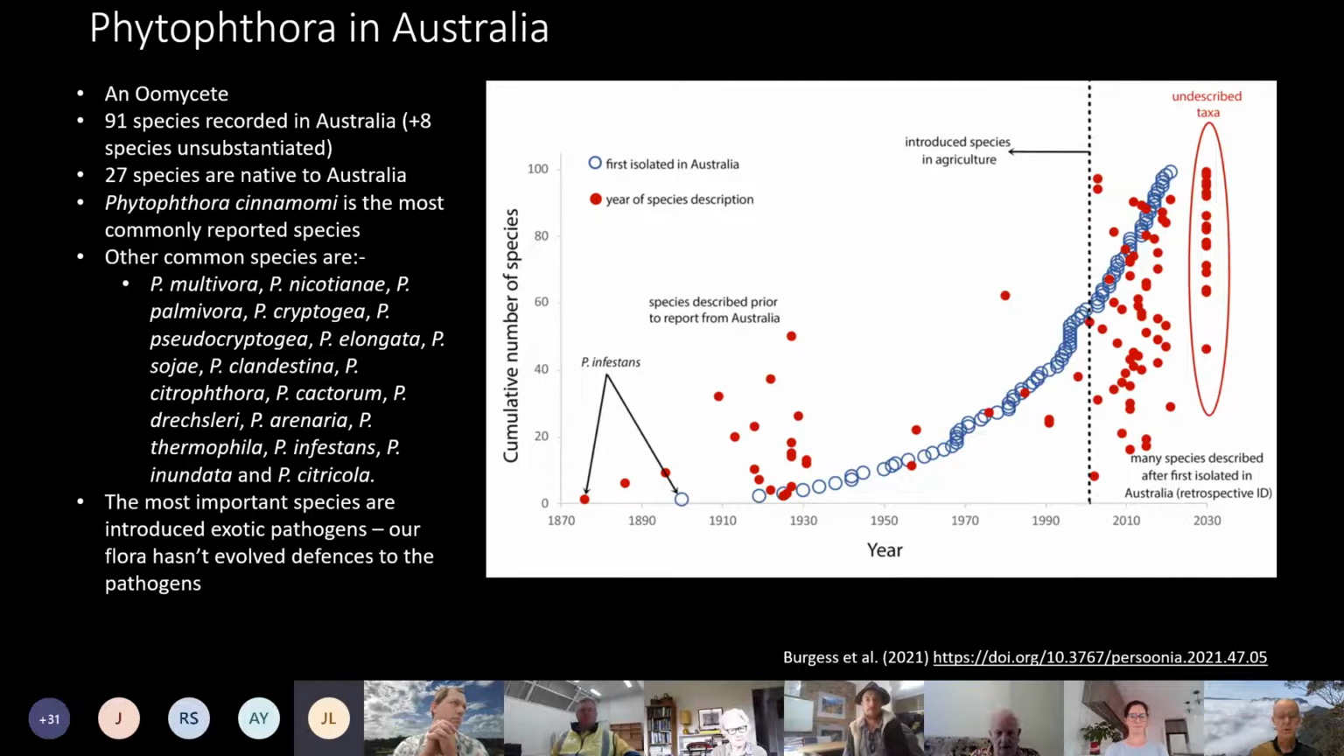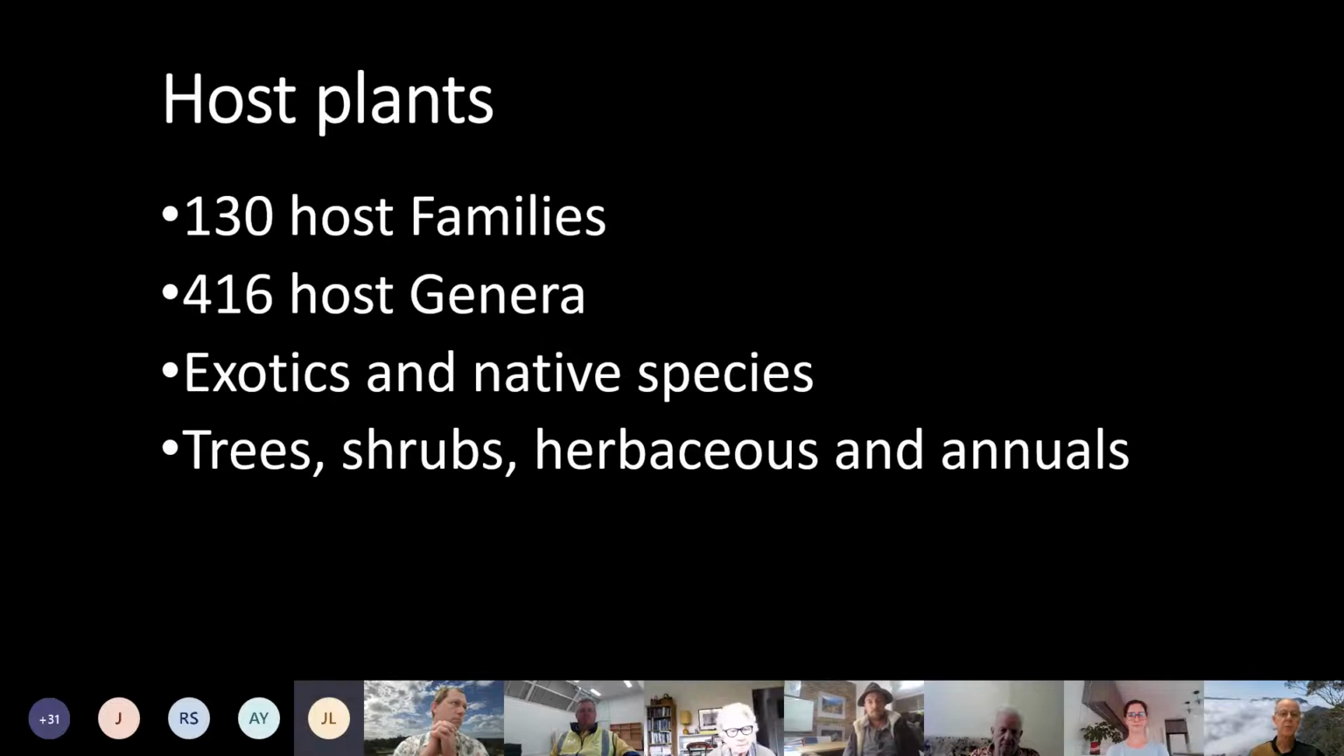They tend to be the exotic pathogens, in some cases having been here for 100, 150 or even more years. They have a huge host range: 130 host families, 416 host genera, exotic and native, really important in ornamental horticulture and in production horticulture, fruit crops and the like. So it can affect trees, shrubs, herbaceous plants, annuals, all sorts of species; you name it, it can attack it. Phytophthora literally means plant destroyer, so it's a very apt name.